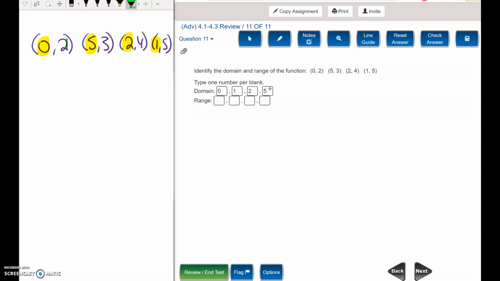The y values are the range: 2, 3, 4, 5. And that actually is already in order. So 2, 3, 4, 5. On your keyboard, you can use the tab button to go between those fields to type in a little bit easier without having to click every time.